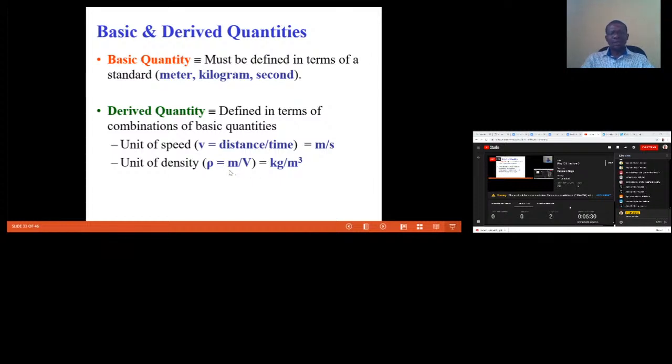Okay, I think I did also explain about density. You know that the derived unit for density will be kilograms per cubic meter, because you know that mass is measured in kilograms in SI units, and then volume is measured in cubic meters.